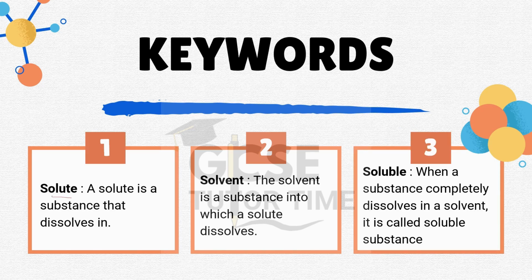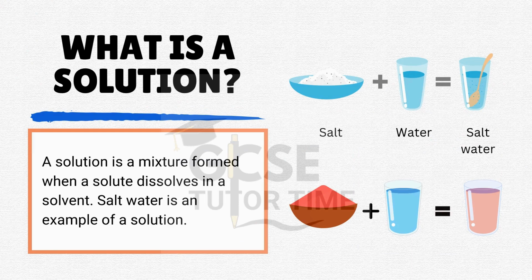Keywords. First is solute. A solute is a substance that dissolves in a solvent. The solvent is a substance into which a solute dissolves. Soluble: when a substance completely dissolves in a solvent, it is called a soluble substance. And for insoluble, any substance that does not dissolve in a solvent is called an insoluble substance.